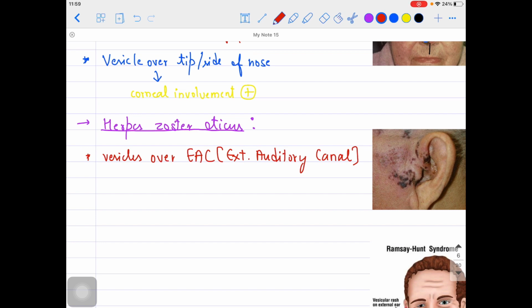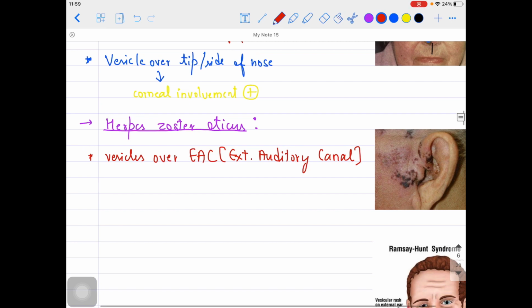External ear is involved, right. Then what you need to understand about this one is that it might involve the ear. Which nerve is involved? I told you there was the trigeminal nerve involved in the eye, and over here which nerve is involved? That is the facial nerve.